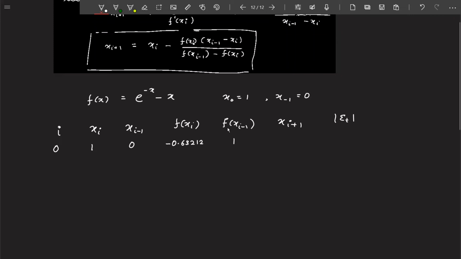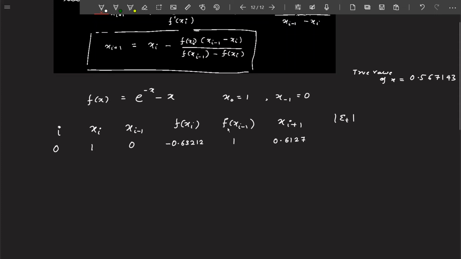Now we have all the things that we need to substitute to find the current value of x. If we substitute all these things in this equation, what you are going to get is the value 0.6127, and when you compare it with the true value of x, which is 0.567143, if I can recall, yes.